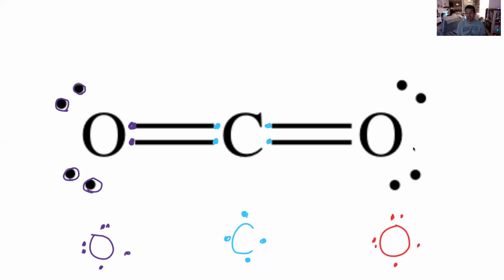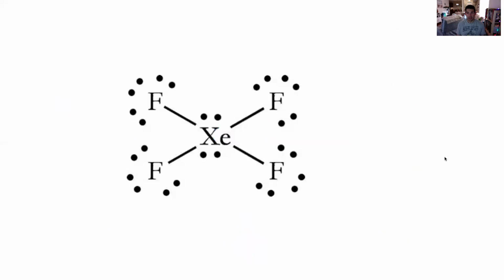That is good. And the oxygen on the right is going to have the same thing. It should have 6 electrons. We can see those 6 electrons. 6 minus 6, 0.